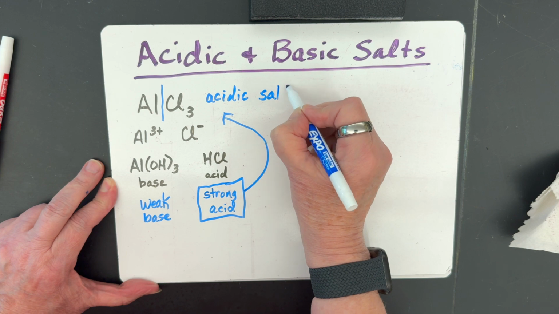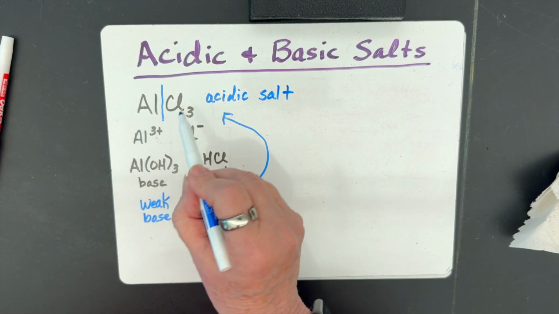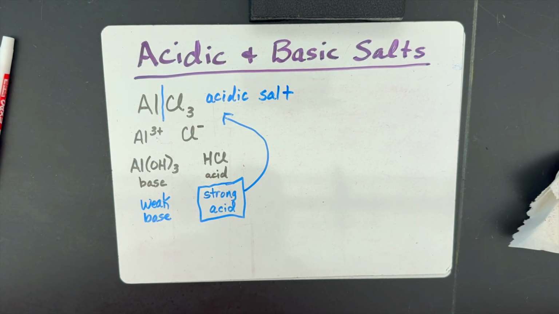What that means is if you dissolve this in water and check, the pH will be lower than 7, because lower than 7 is acidic.